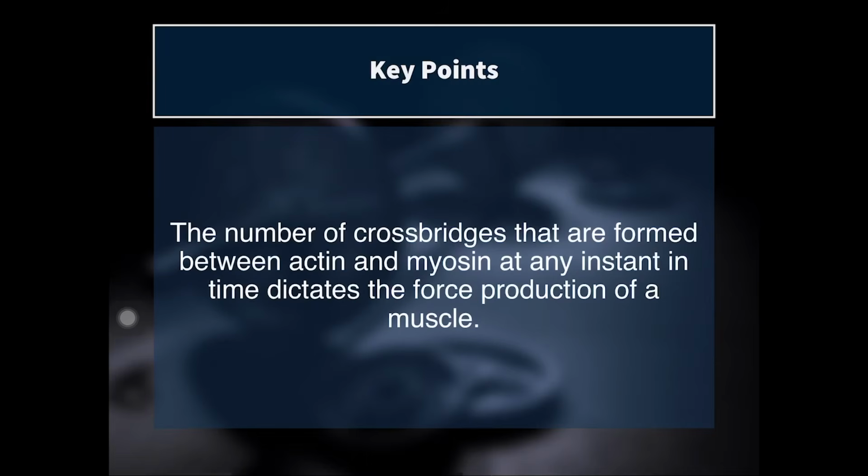Okay, so key take-home point here that I've already said, but I'll reiterate. The number of cross bridges that are formed between actin and myosin at any instant dictates the force production of a muscle. So actin and myosin cross bridges dictate force production. The more potential you have for actin and myosin to bind, the more force. So that means a larger muscle, which has more contractile elements shoved into each of those muscle fibers, will be a stronger muscle, all other things considered.